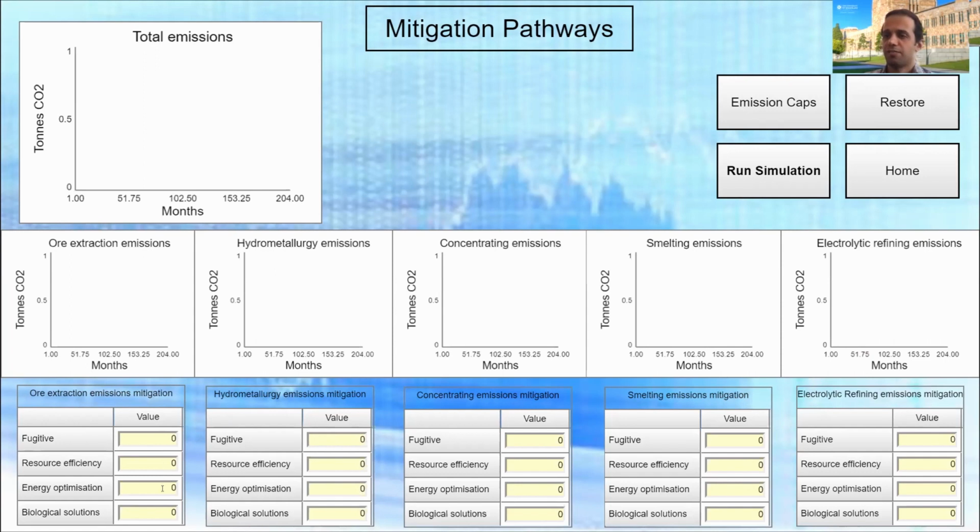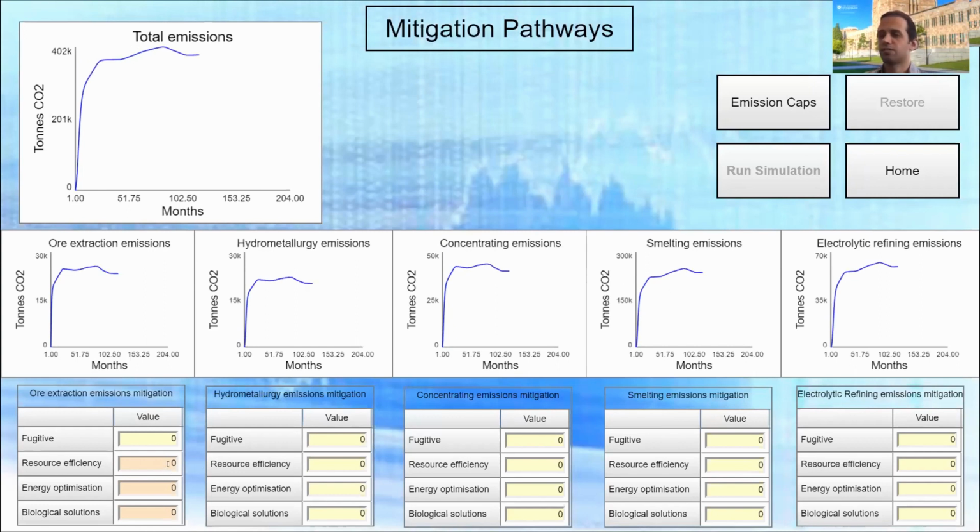For example, let's say we were to improve the energy optimization by, say, 10% in the extraction, 20% for example, or 15% resource efficiency, or say 5% using biological solutions and offsetting. And actually, let's first simplify the model so that we can compare the differences. Let's say 15 or 10. Now let's run the simulation again.